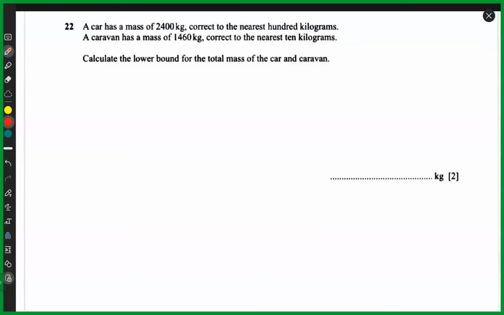A car has a mass of 2400 kgs, correct to the nearest 100 kgs. A caravan has a mass of 1460 kgs, correct to the nearest 10 kgs. Okay. Calculate the lower bound for the total mass of the car and the caravan.